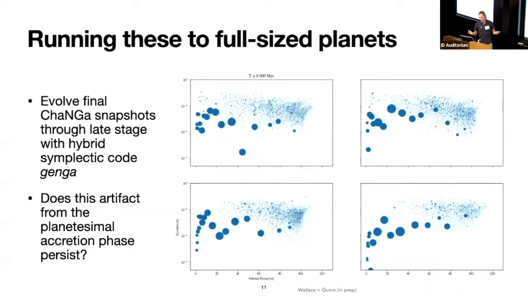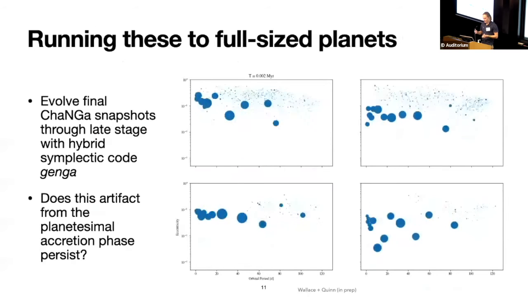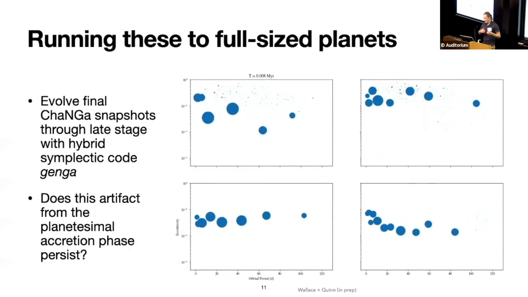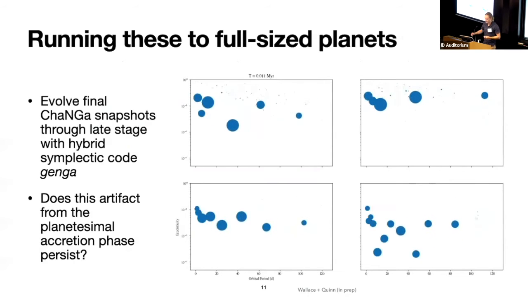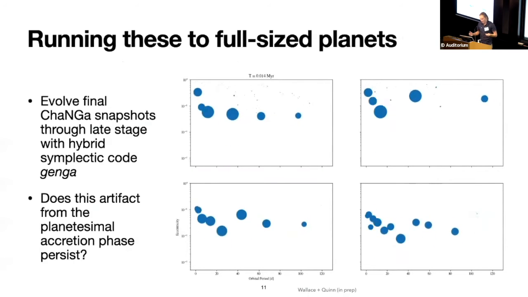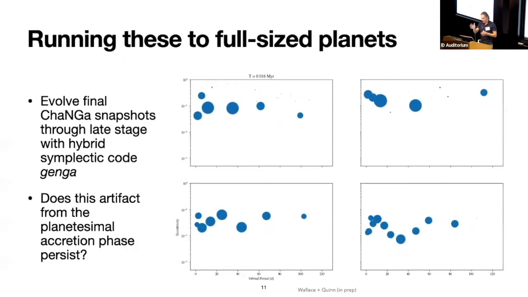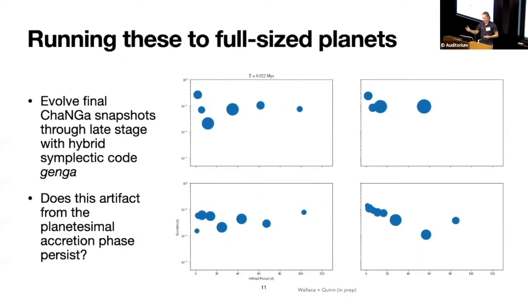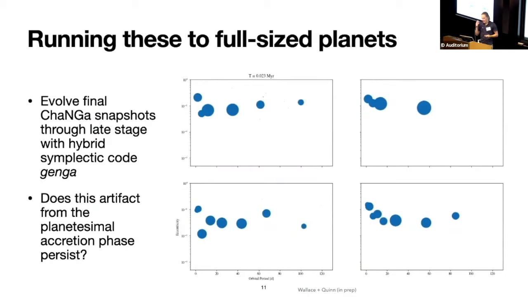The really interesting part is going and running these all the way to full-size planets. Because stochasticity plays such an important role in this giant impact phase, I ran multiple versions of these simulations. We're wondering whether this artifact from the accretion boundary persists through to the final orbital architecture of the planets. And looking at these movies, it's not really clear whether or not that's true.